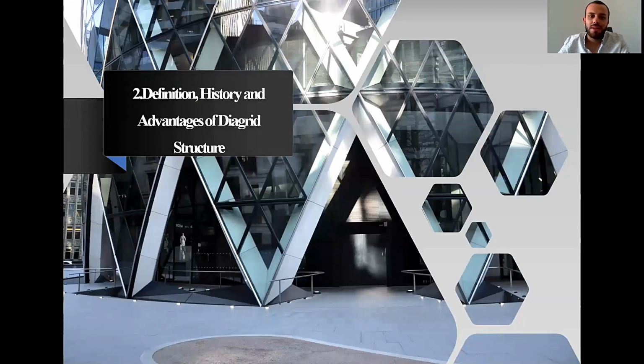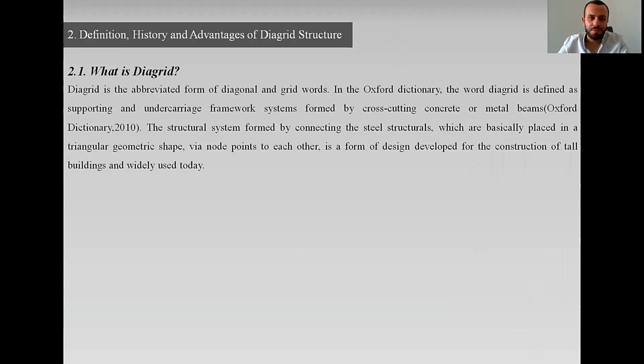2. Definition, history, and advantages of diagrid structure. What is a diagrid? Diagrid is the abbreviated form of diagonal and grid. In the Oxford Dictionary, the word diagrid is defined as a supporting framework system formed by crossing concrete or metal beams. It is a structural system formed by connected steel members, basically placed in a triangular geometric shape with node points connected to each other, a form developed for the construction of tall buildings and widely used today.